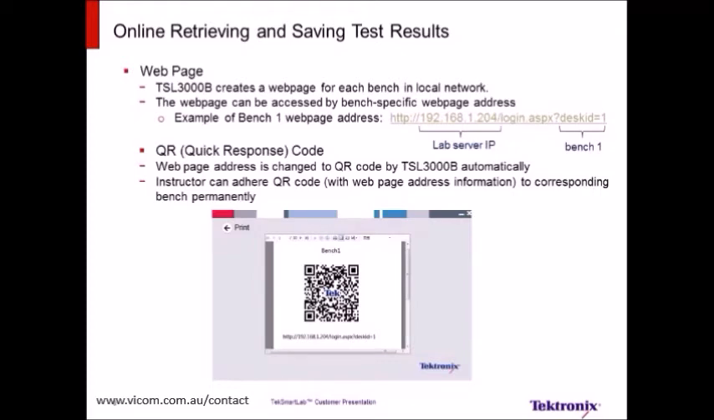Every bench has its own web page with the TekSmartLab local network, and the web pages are created by the TSL3000B software automatically. The web pages can be accessed by the bench-specific web page address. In this example, the web page address of bench 1 is 192.168.1.204, the IP of the lab server. And the desk ID equals 1 means it is for bench 1.